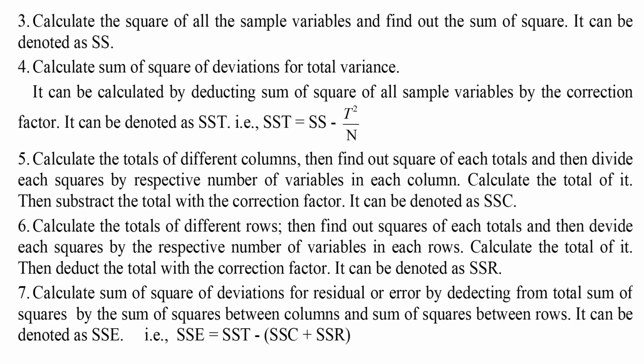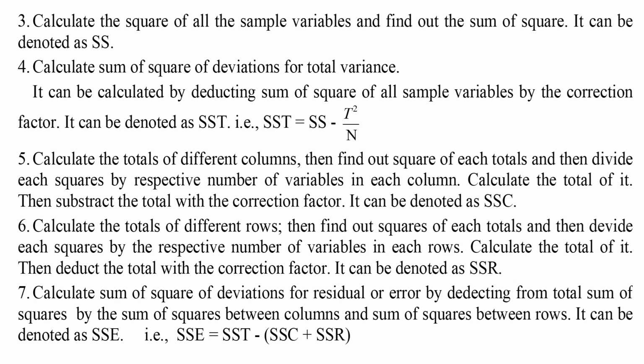3. Calculate the square of all the sample variables and find out the sum of squares. It can be denoted as SS. 4. Calculate sum of squares of deviations for total variance. It can be calculated by deducting the correction factor from the sum of squares of all sample variables. It can be denoted as SST, i.e., SST equals SS minus T square by N.